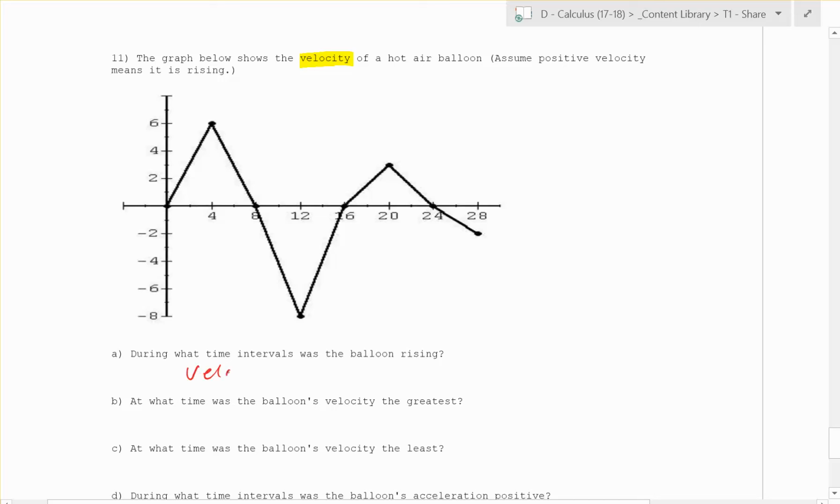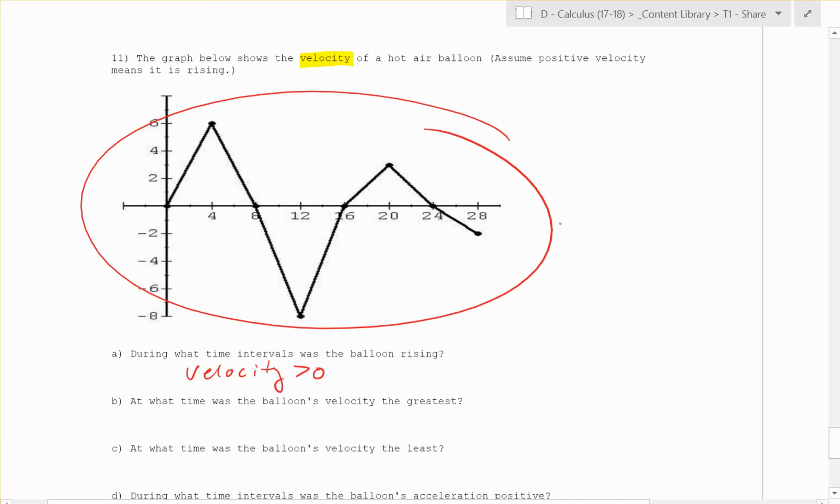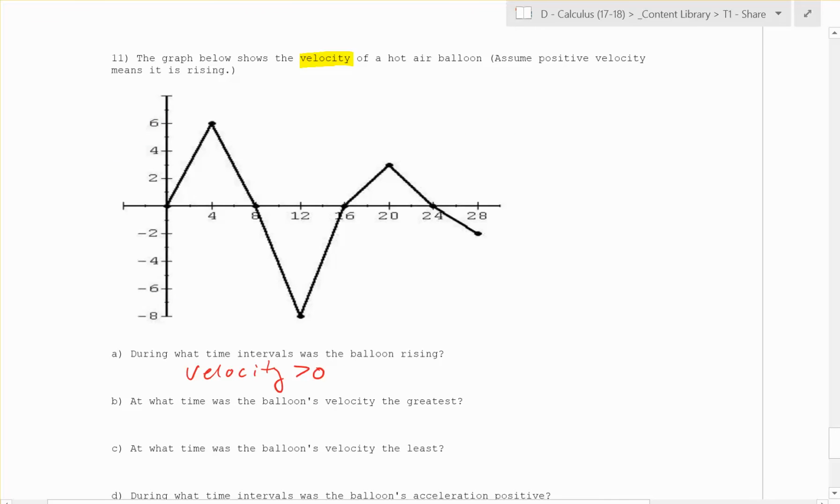So the velocity, where is the velocity greater than 0? Well, if this is the velocity graph, it's wherever this graph is greater than 0. So for this one, it's greater than 0 here, and it's greater than 0 there. So what time intervals is that? That's 0 to 8, union with 16 to 24.